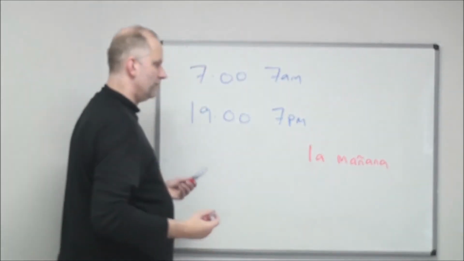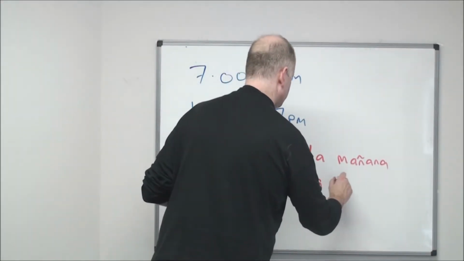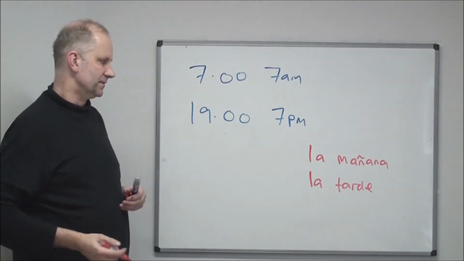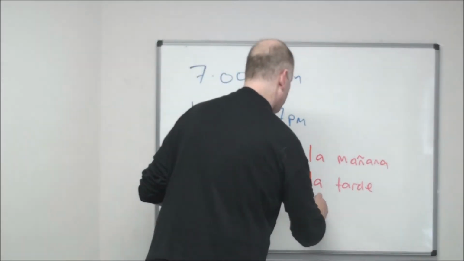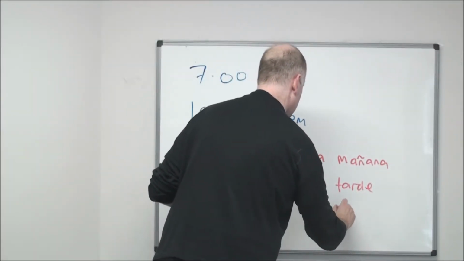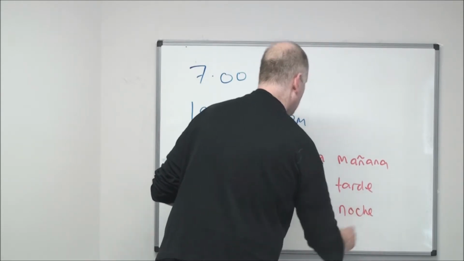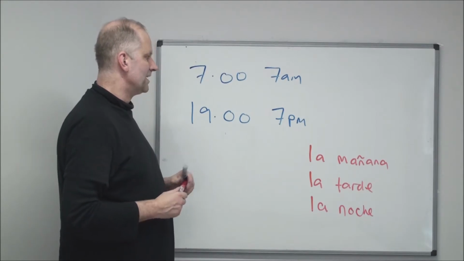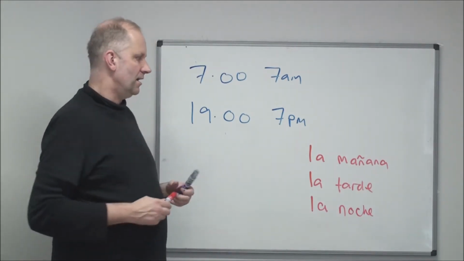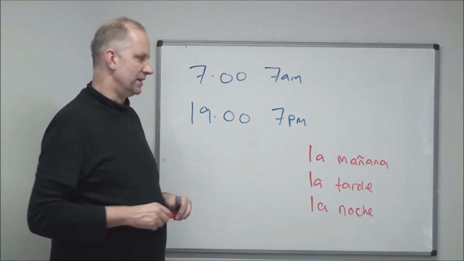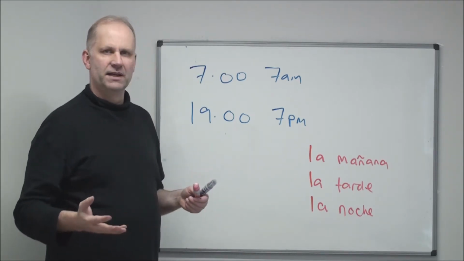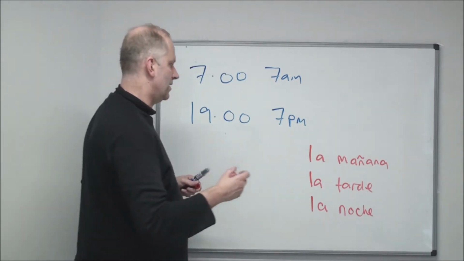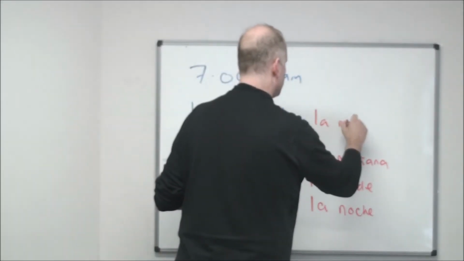The word for afternoon is la tarde. But also la tarde means afternoon, also means evening. And then the word for night is la noche. There's also another word, so if you say something like 6 or 7 in the morning, there's also a word for kind of early morning, which is perhaps, you know, after midnight, but maybe up to sort of 3 or 4 o'clock. So that would be la madrugada.